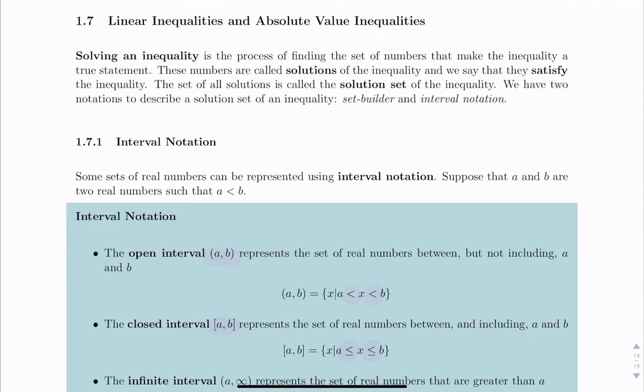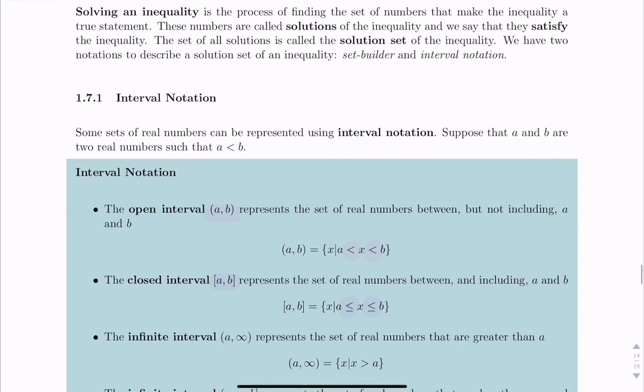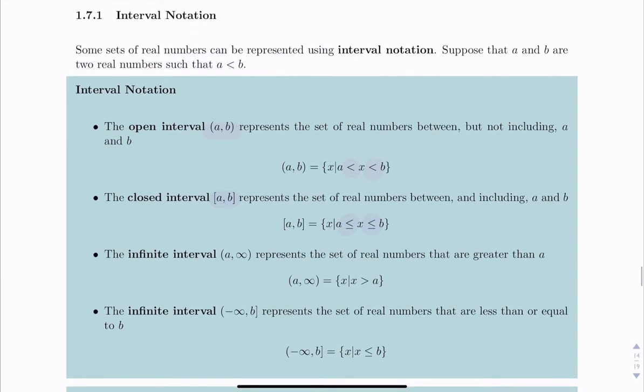We have two notations to describe a solution set of an inequality. We have set builder and we have interval notation. First, let's talk about interval notation. Some sets of real numbers can be represented by using interval notation. So let's suppose that a and b are two real numbers and that a is less than b.